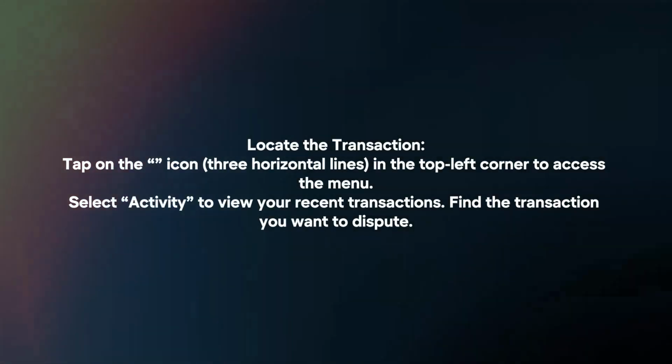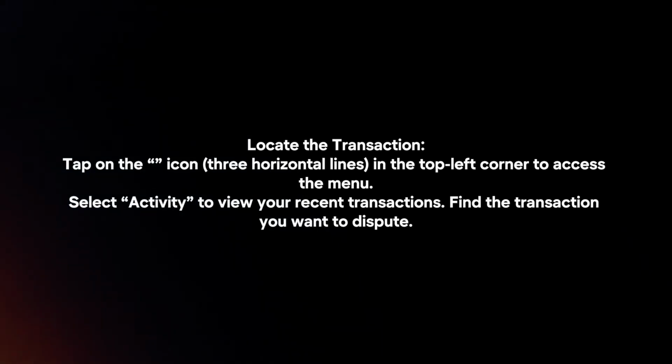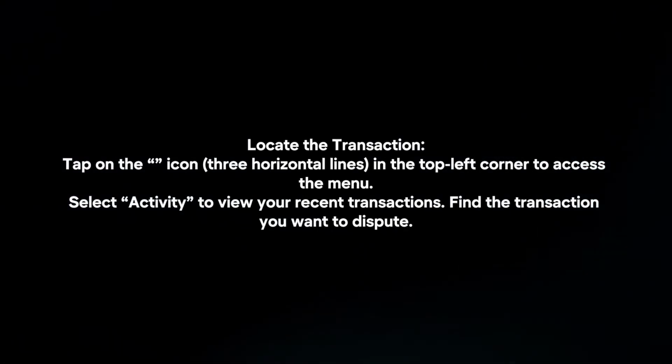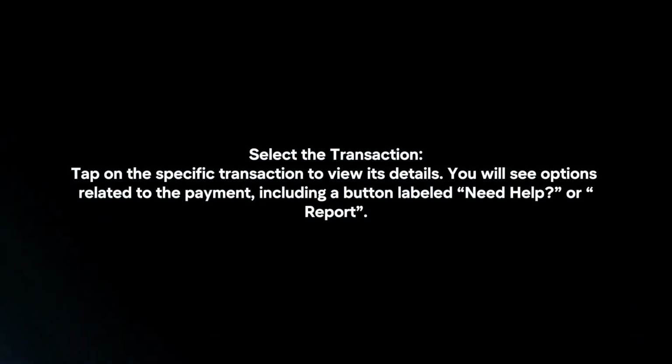Locate the transaction. Tap on the three lines icon in the top left corner to access the menu. Select Activity to view your recent transactions. Find the transaction you want to dispute. Select the transaction. Tap on the specific transaction to view its details.